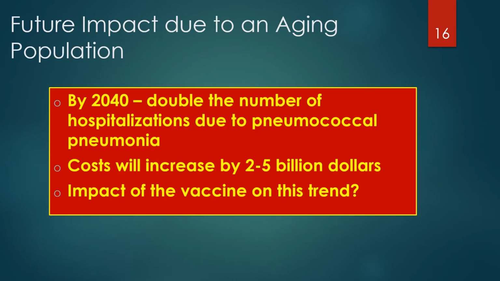This slide looks at the estimated future impact of our aging population on pneumococcal pneumonia. By 2040, it's estimated that the number of hospitalizations due to pneumococcal pneumonia will double from 400,000 to 800,000 cases, with costs to treat increasing by $2 to $5 billion per year. Hopefully, we can prevent that from happening by increasing vaccine coverage of our population.